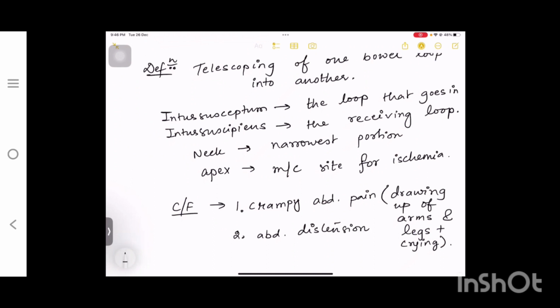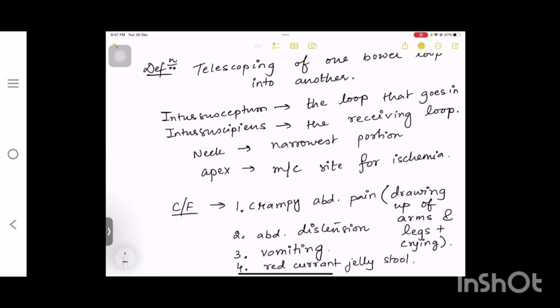First, after looking at this scenario, I assume that this is a case of intussusception, the spelling of which is very important. Intussusception. Intus, I-N-T-U-S, suscept, S-U-S-C-E-P, and shun, T-I-O-N, intussusception. Now, what is intussusception? It is the telescoping of one bowel loop into another. Now, intussusceptum is that loop which goes in, and intussuscipiens is the receiving loop.